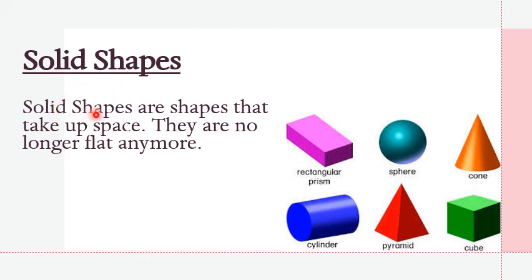Solid shapes are shapes that take up space. They are no longer flat anymore. And if you look at these shapes, you can see some of those plane and flat shapes that we learned about all along. But with these shapes, you are able to pick them up. You are able to feel them. They may look similar to flat shapes. In fact, you can see flat shapes in these shapes, but these shapes are a bit different.